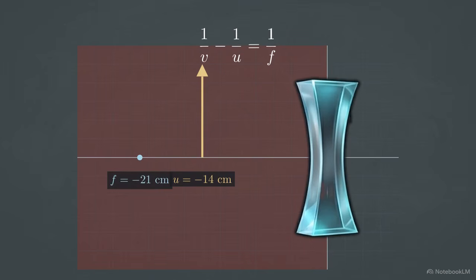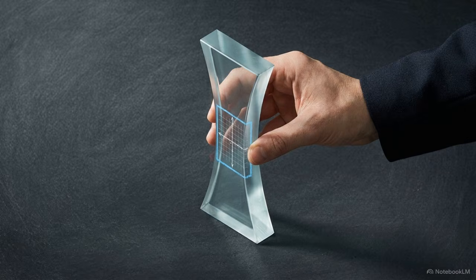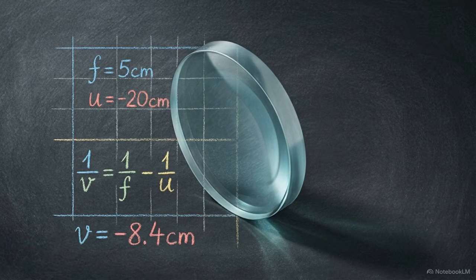To find out exactly where the image will form, we isolate the unknown variable, v, using standard algebra. The calculation yields a v of exactly negative 8.4 centimeters. Translating this mathematical output back into physical reality, we know the image forms 8.4 centimeters to the left of the lens. Because v is a negative number, the math proves the resulting image is virtual, erect, and diminished. We have accurately predicted the physical properties of the system before manufacturing a single piece of glass.